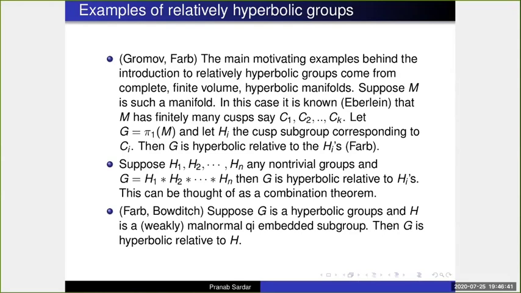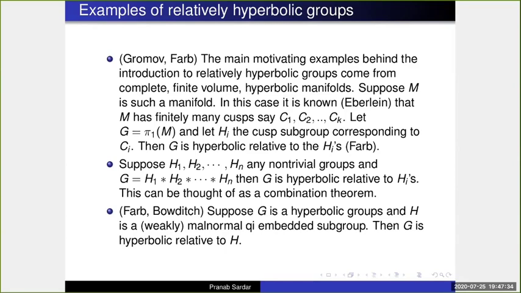And again, Farb proved that if I have a hyperbolic group G and a quasi-isometrically embedded subgroup H, which is also weakly malnormal. Malnormal means the subgroup intersected with its non-trivial conjugates is trivial. Weakly malnormal means this intersection is going to be finite. So what does quasi-isometrically embedded mean? H is finitely generated, so it has its Cayley graph, and the Cayley graph metric restricts to the H metric, and then the inclusion map from H to G is a quasi-isometric embedding, like I have defined in the definition of quasi-geodesic.